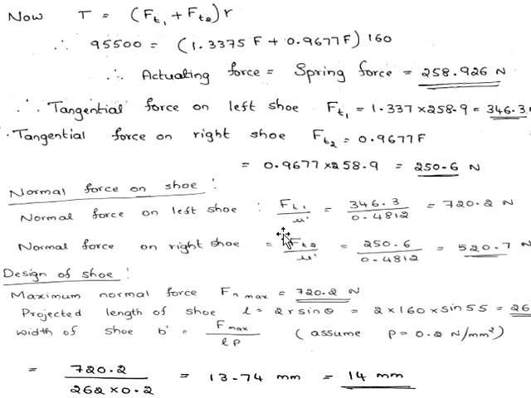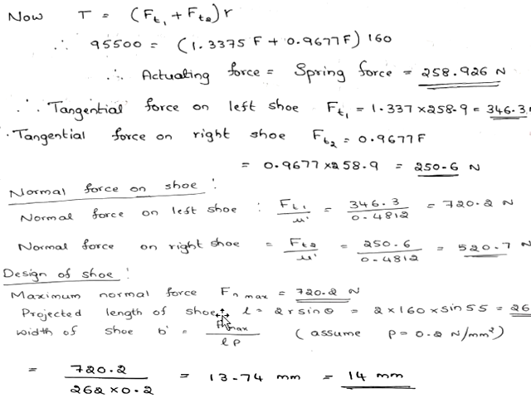In next step, calculate normal force on left shoe as well as on right shoe. To find out normal force on left shoe, equation is Ft1 by mu dash. On right shoe, Ft2 by mu dash. Both Ft1, Ft2 and mu dash are known. Therefore, you can directly find out values of Fn1 and Fn2. Next step, design of shoe.